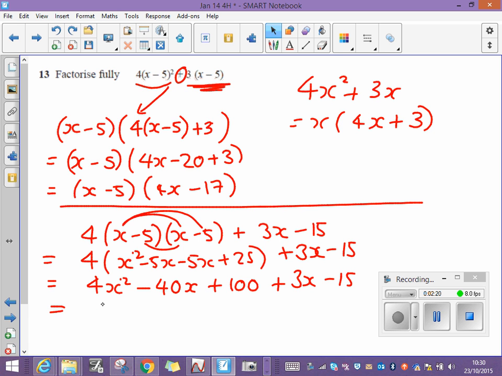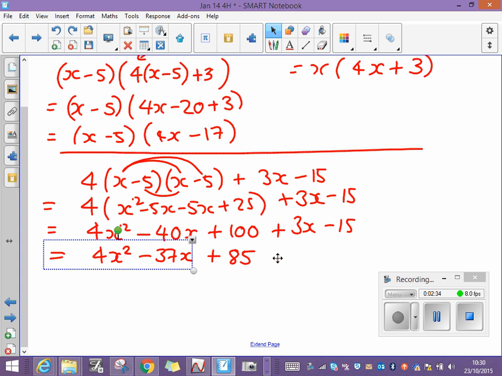Now if I simplify that, I've got 4x squared minus 40x plus 3x, well that's minus 37x, and then plus 100 take away 15, which is 85. So I've still got a lot of work to do because I've still now got to factorize this, so it is quite a lot harder.